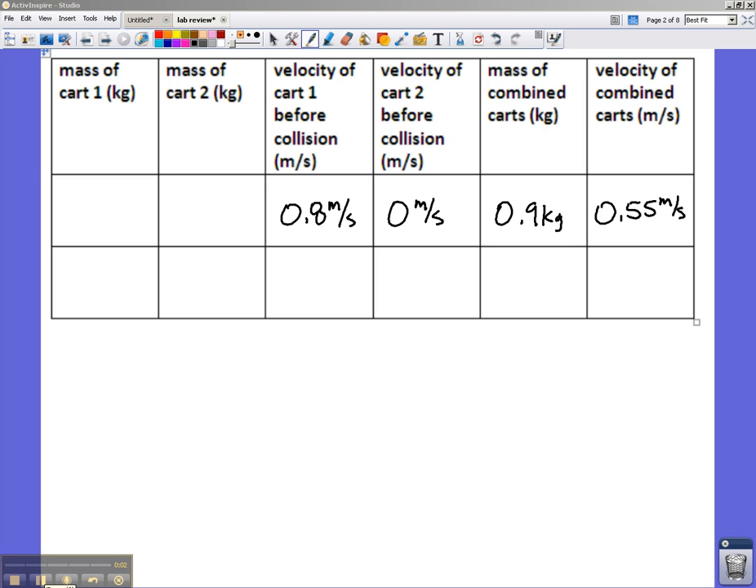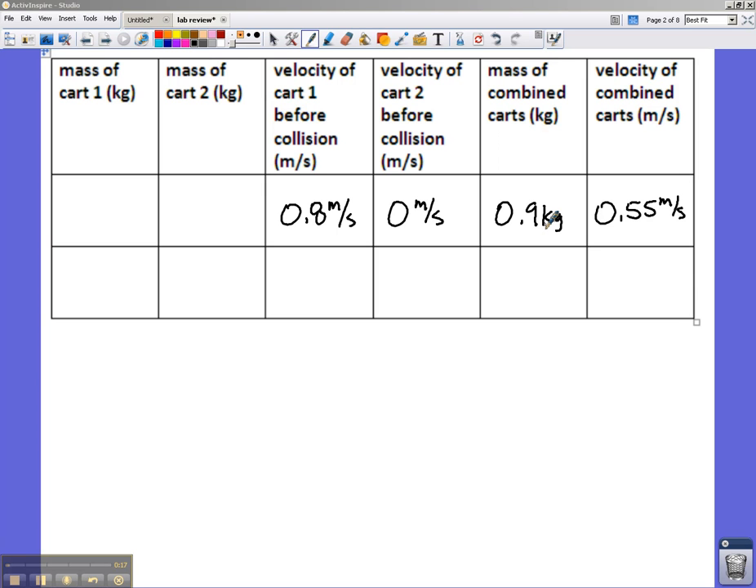Alright, in this problem you're asked to find the mass of cart 1 and the mass of cart 2 in a problem where you're given the velocity of cart 1 and cart 2 before collision, the mass of combined carts, and the velocity of the combined carts, and this of course would be after the collision.